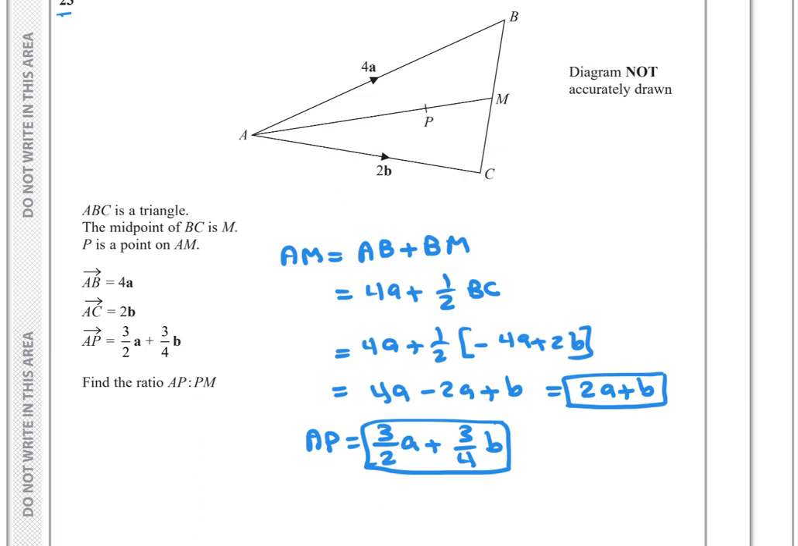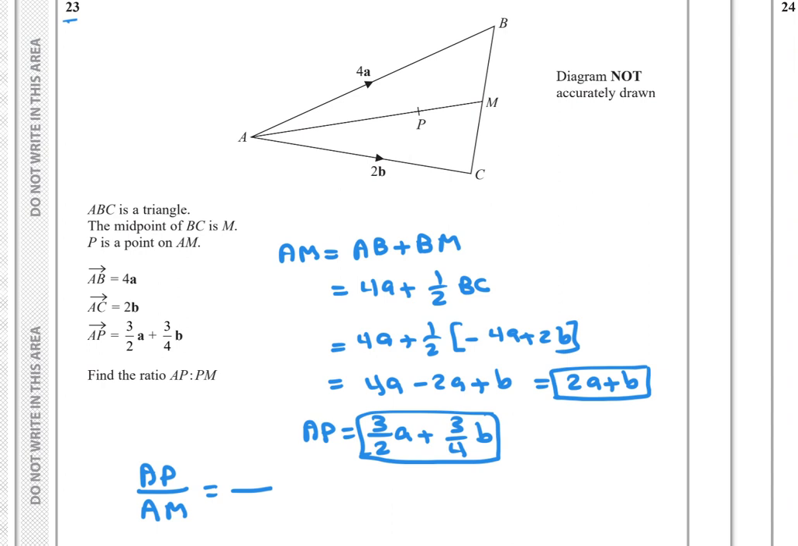So now to find the ratio between AB and AM, just divide the coefficient of a, which is 3 over 2 in AB, by the coefficient of a in AM, which is 2. 3 over 2 divided by 2 equals 3 over 4. So the ratio between AB and AM is 3 to 4. So you can deduce that BM is 1 part. So AB to BM is 3 to 1.